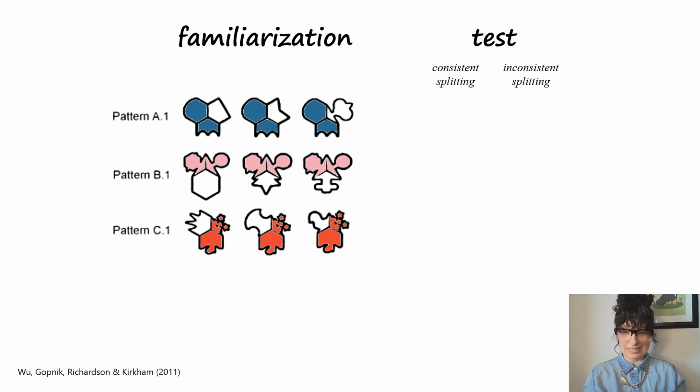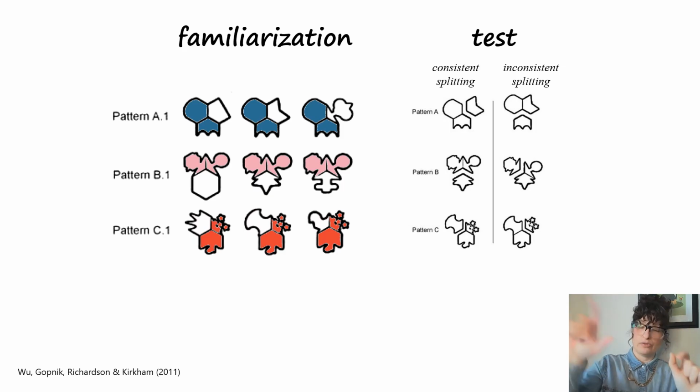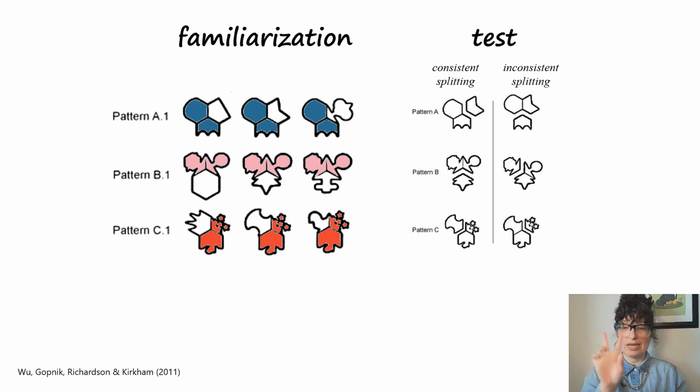Then they would be tested with a stimulus that was either consistent in its splitting or inconsistent. The test stimuli were always novel because they had a split in them, and the infants had never seen these objects with a split in them. However, consistent splitting meant that the two objects that were consistently paired together for that pattern stayed together, and the split was the other thing. In the inconsistent splitting category, the split is now splitting things that were never consistently paired together.